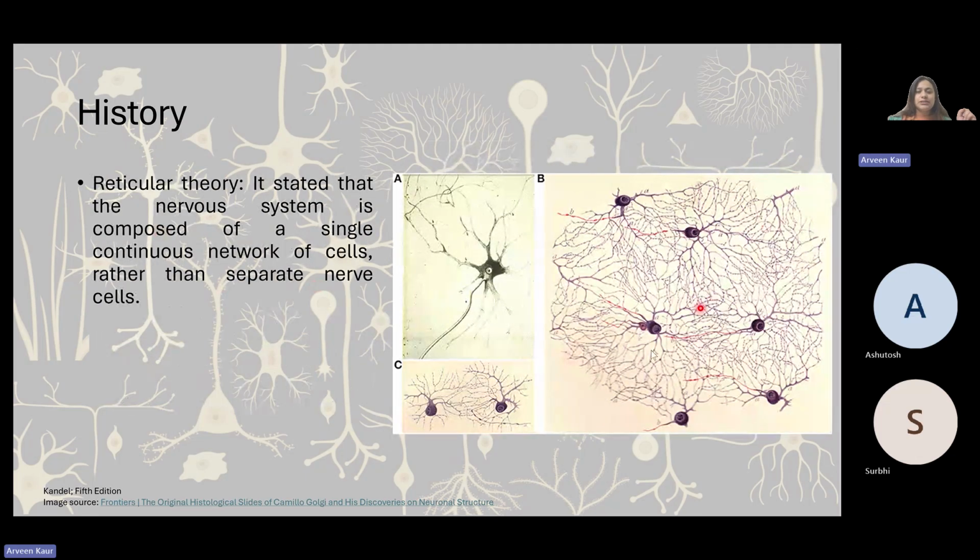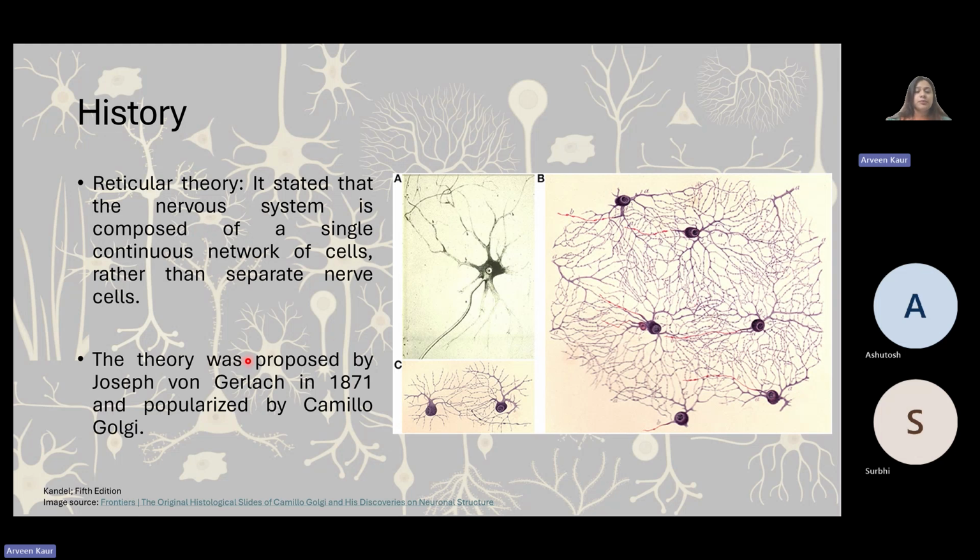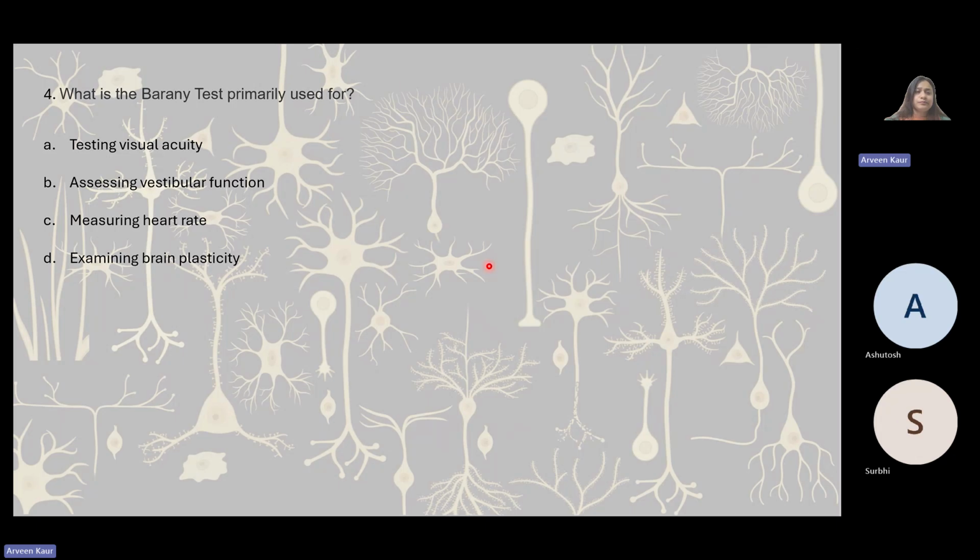Then he, based on this staining and how he saw these neurons, gave the reticular theory. So if you see over here, it stated that the nervous system is composed of a single continuous network of cells rather than separate nerve cells, right? So this is definitely not true. We'll see shortly why it is not true. The theory was proposed by Joseph von Gerlach in 1871 and it was later popularized by Camillo Golgi after he stained the brain sections and saw these kinds of networks in the brain, right?